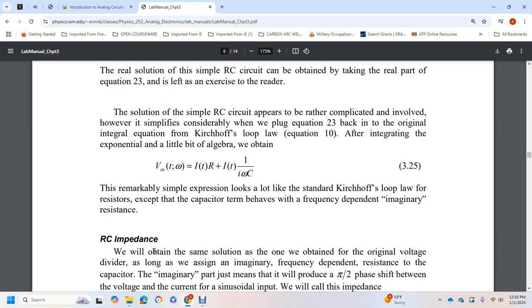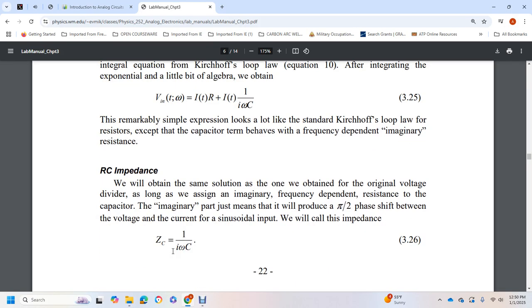This remarkably simple expression looks like Kirchhoff's loop law with a resistor. In effect, the capacitor term behaves like a frequency-dependent imaginary resistance. With this RC impedance we obtain the same solution as the one obtained with the original voltage divider, as long as we assign an imaginary frequency-dependent resistance to the capacitor. It just means that it will produce a pi over two phase shift between the voltage and current.